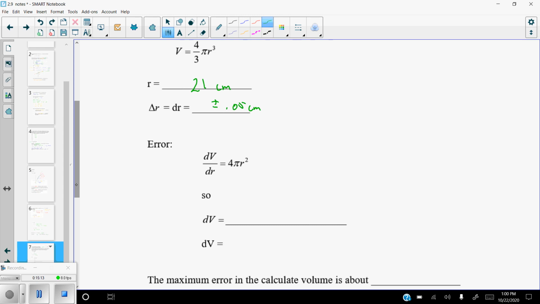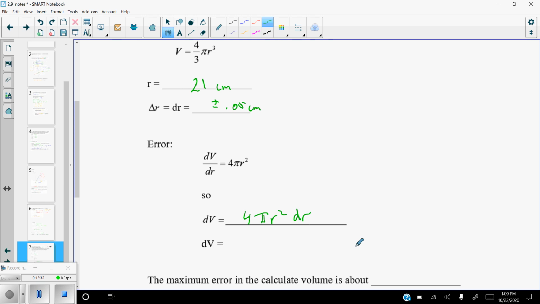So then if we want to solve this for the differential of V, the approximation of the change in volume, we're just going to multiply both sides by dr. So we're going to get 4 pi r squared dr.